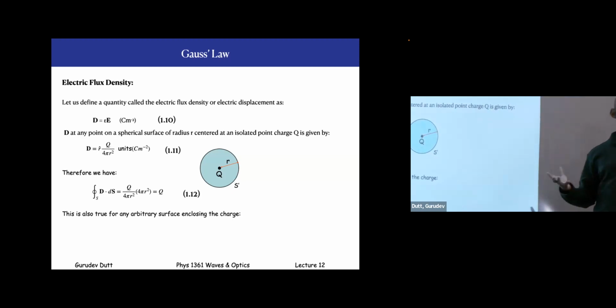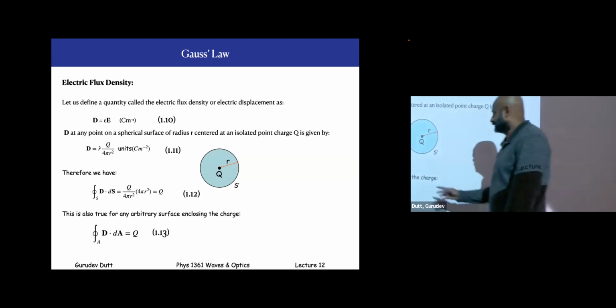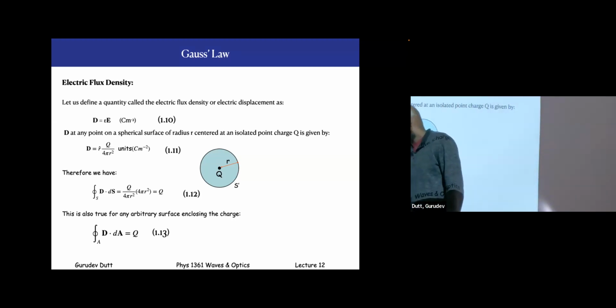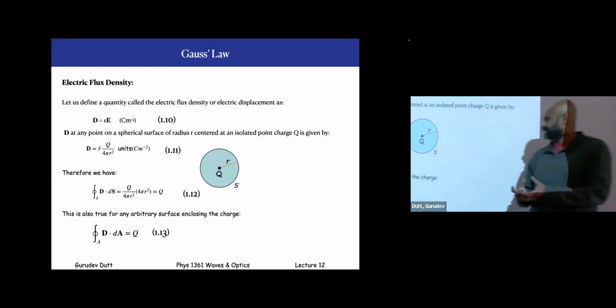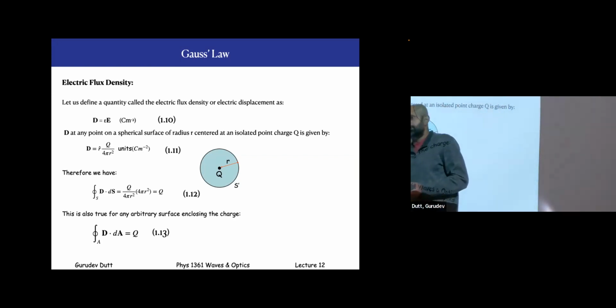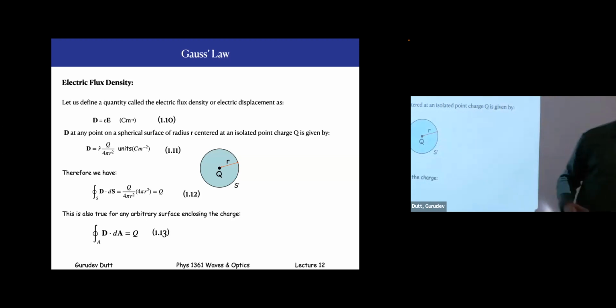That is, of course, the proof. I'm not going into that. That is the Gauss's law proof. So that is just showing that any surface integral, or any area surrounding this point charge Q, must have the same flux. D dot dS must be equal to Q.